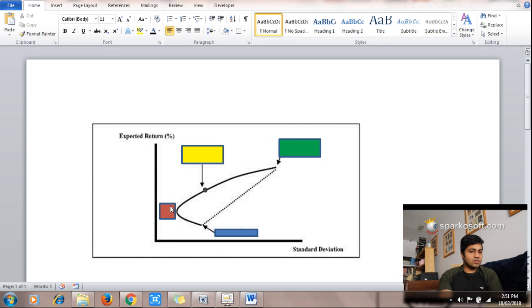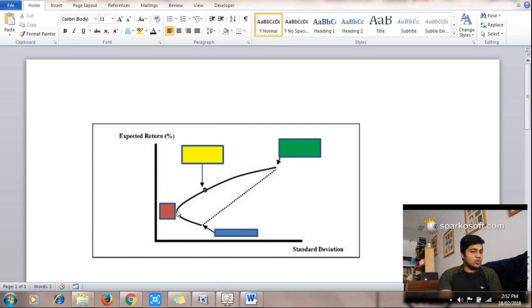Okay, this red box that you see is the minimum risk portfolio. Any portfolio that is below this minimum risk portfolio is the rejection zone. Any portfolio that is above this minimum risk portfolio is the acceptance zone. So portfolios that are lying on this line till this minimum risk portfolio, we are going to reject. Portfolios that are lying on this line above the minimum risk portfolio, we are going to select.